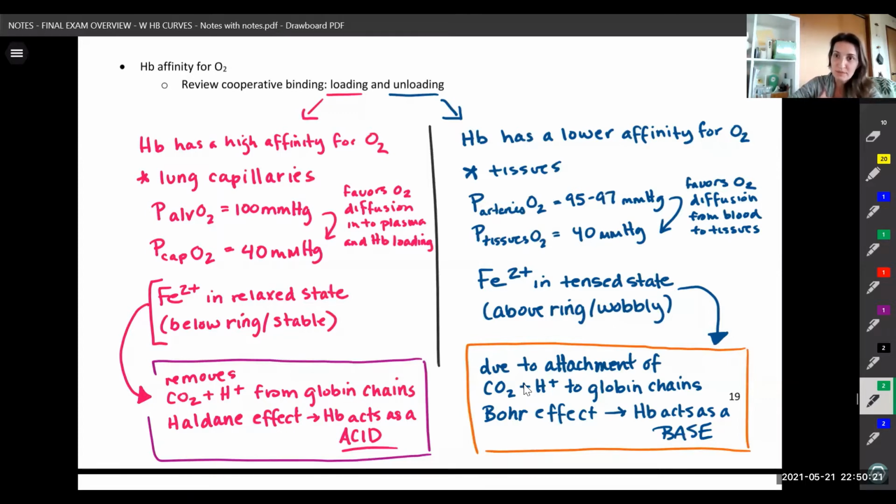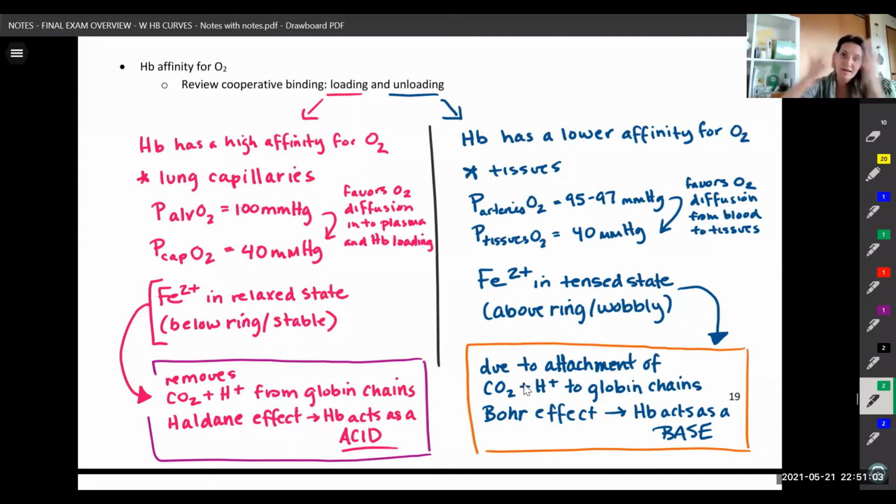The fact that the oxygen is being loaded onto the hemoglobin is occurring because of the partial pressure gradient that exists here between the partial pressure of oxygen in the alveolar space and the partial pressure of oxygen in the capillary fluid. So we look in the alveolar space and we see a partial pressure of 100 millimeters of mercury. In the capillary fluid, the plasma fluid coming to the lungs from the body, we're at 40 millimeters of mercury for partial pressure. That differential favors oxygen diffusion into the plasma and the loading of the oxygen onto the hemoglobin.